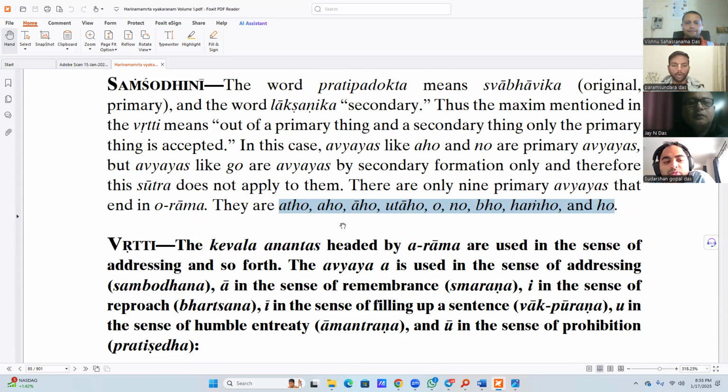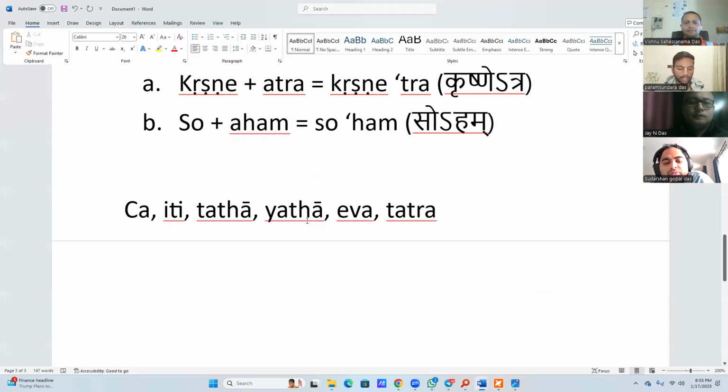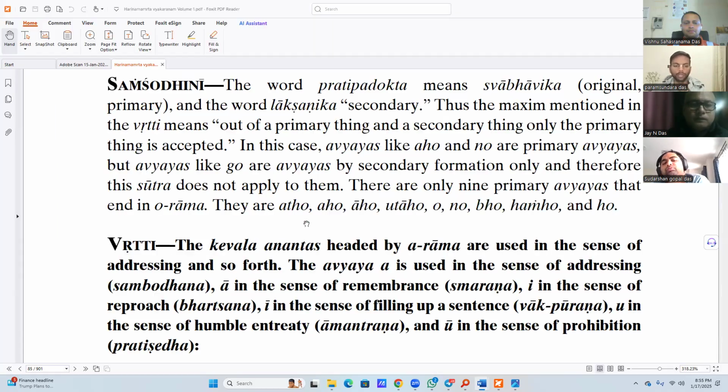Atho, aho, utaho, o, no, bo, hang, ho. They all mean something. Mostly they are used in sambodhana, in addressing, like ho mitra, aho mitra, bho mitra. So all of these words ending with O Rama are avyaya shabdas. So if we have such words, let's say atho, and there is any word beginning with the Sarveshwara, then there will be no sandhi. There will be no sandhi.